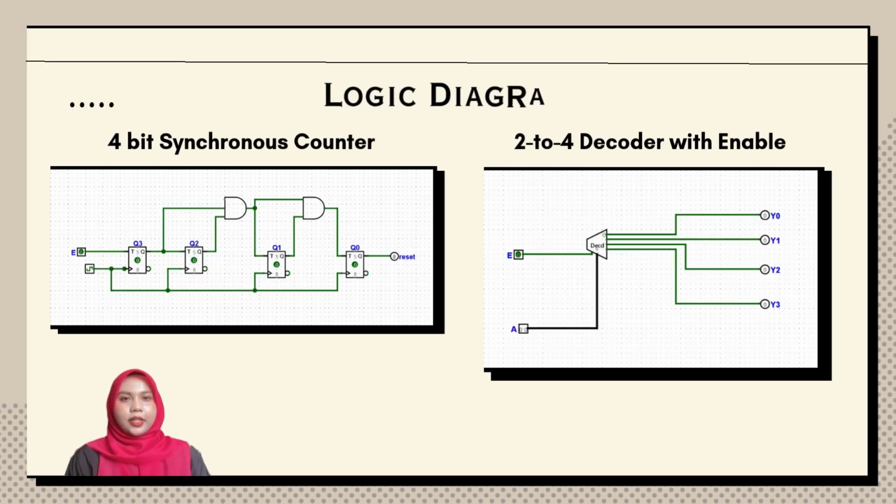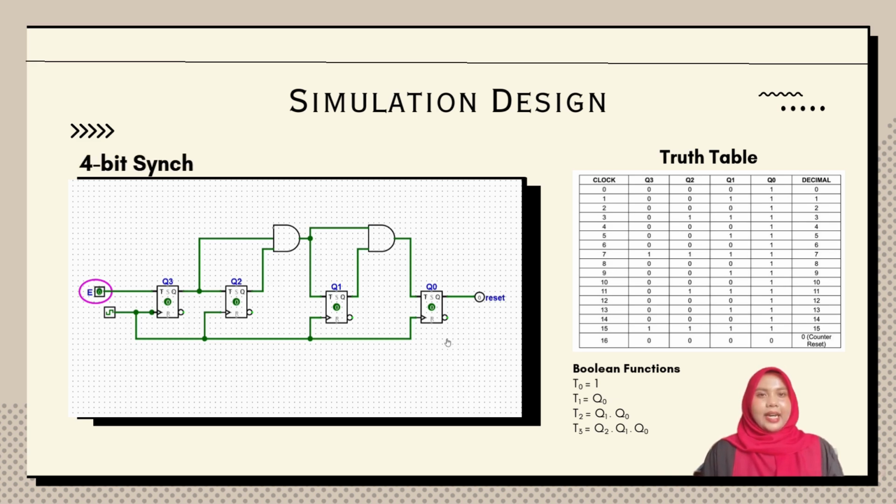This is our logic diagram for the 4-bit synchronous counter and 2 to 4 decoder with enable. In this section, I will explain the simulation design of a 4-bit synchronous counter implemented using T flip-flops and AND gates. The circuit uses 4 T flip-flops labeled Q0, Q1, Q2, and Q3, all connected to a common clock signal, which makes the counter synchronous. An enable input is provided to control whether the counter is active.